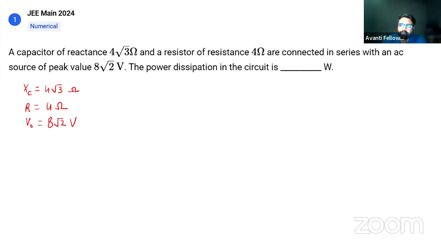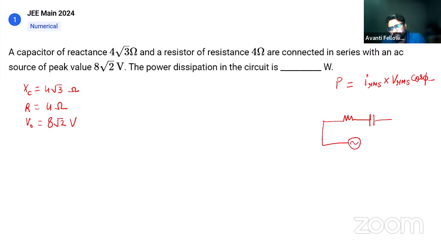I have told you earlier also, to solve any competitive exam question, firstly write what is given to you, okay, then you have to apply the formula. Look, here power dissipation in the circuit is asked. Power dissipation in the circuit is nothing but, if it is an AC circuit, IRMS into VRMS into cos phi. Where will the value of phi come from? It is an RC circuit, this is an RC circuit which is given in the question, this is an alternating source of current.